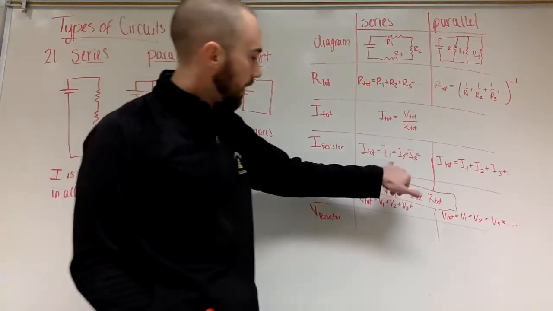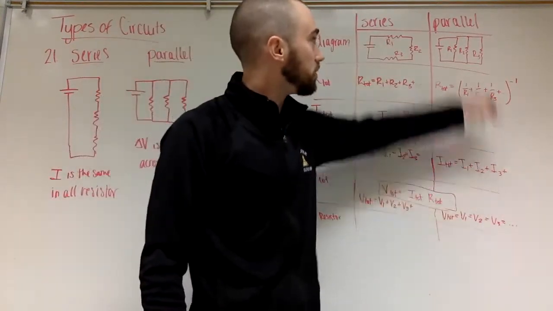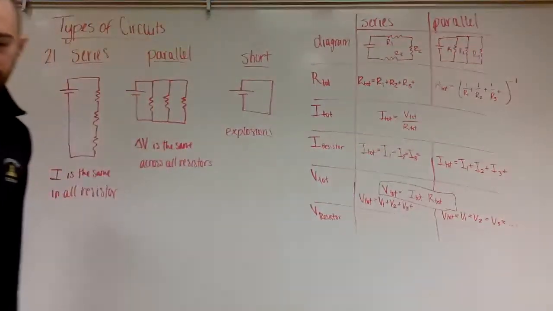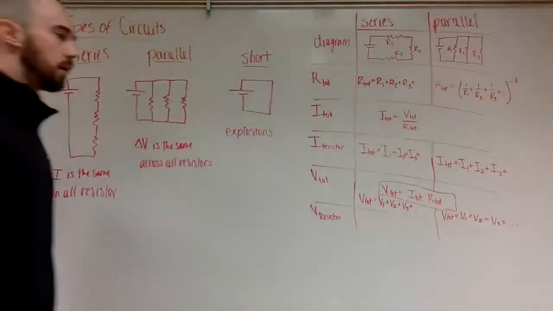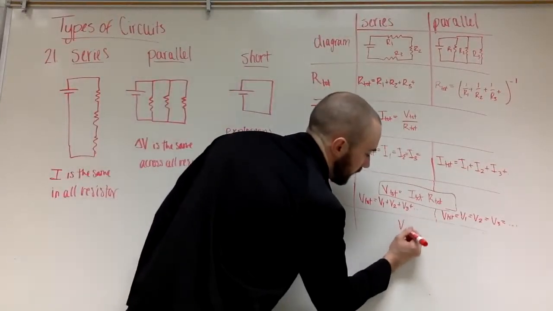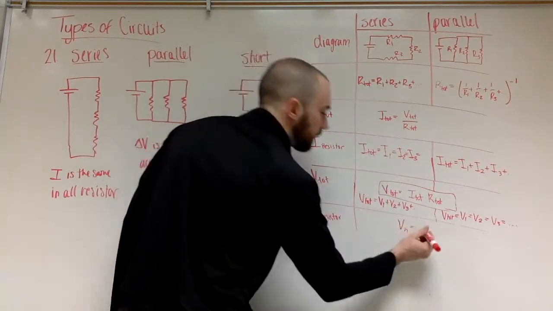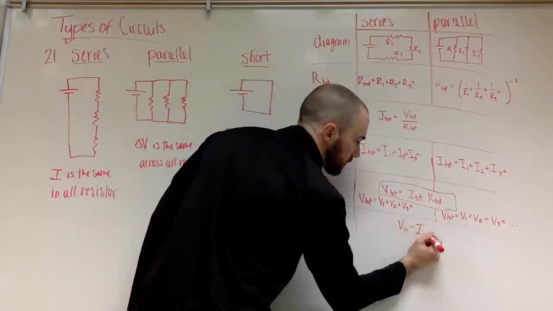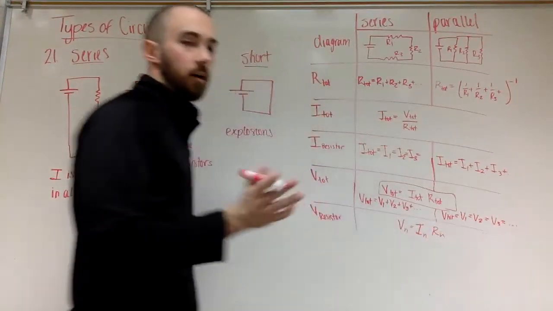So you're noticing a parallel here. Current, they're all the same for series. Voltage, they're all the same for parallel. And finally, how do we find the voltage in any one given resistor? Well, it's the same idea for both of them. Vn, for the number of some resistor, is equal to the current in that resistor times the resistance of that resistor.